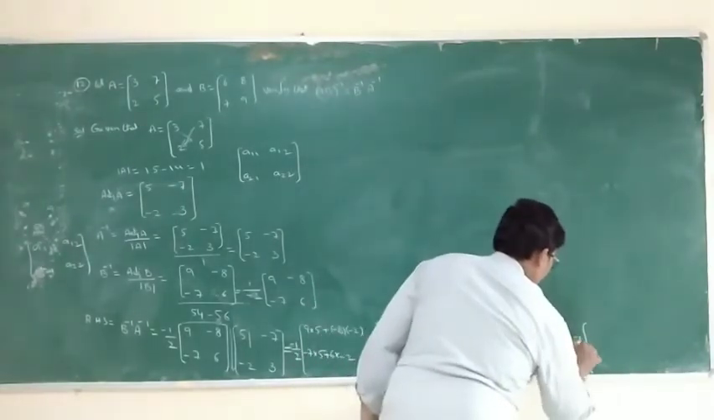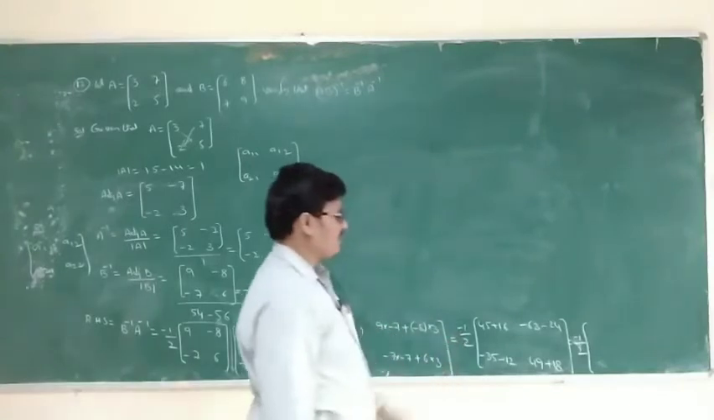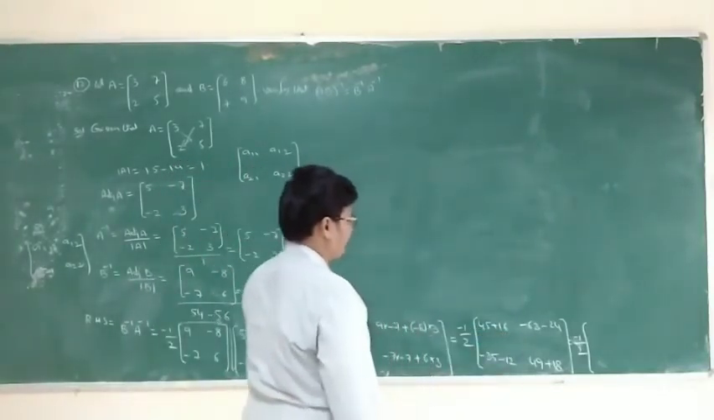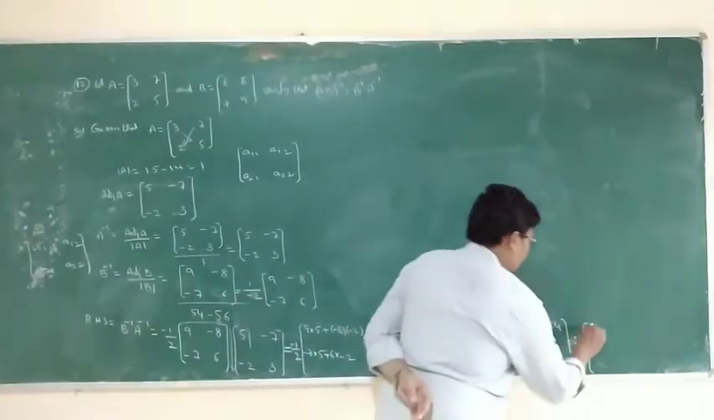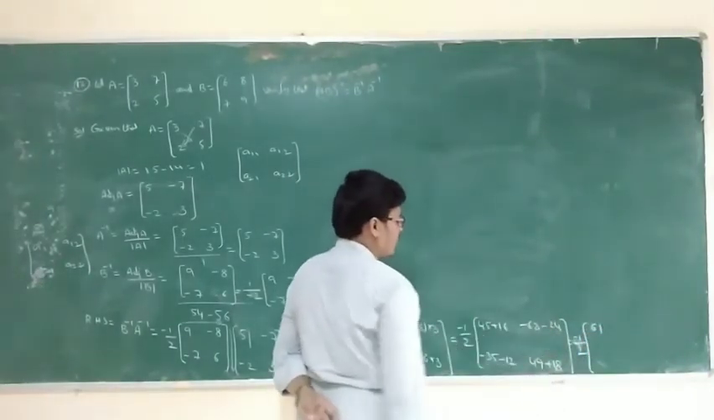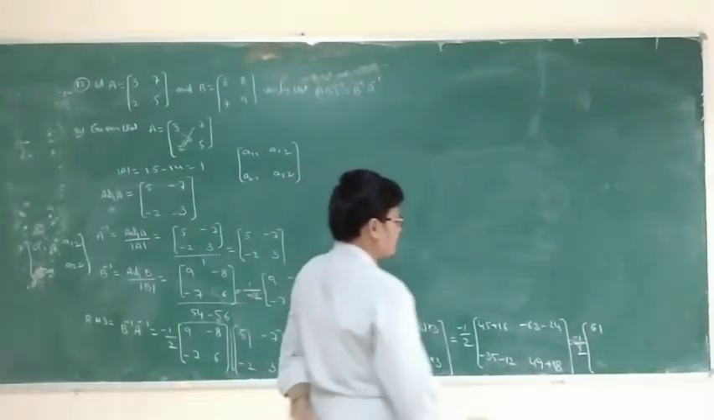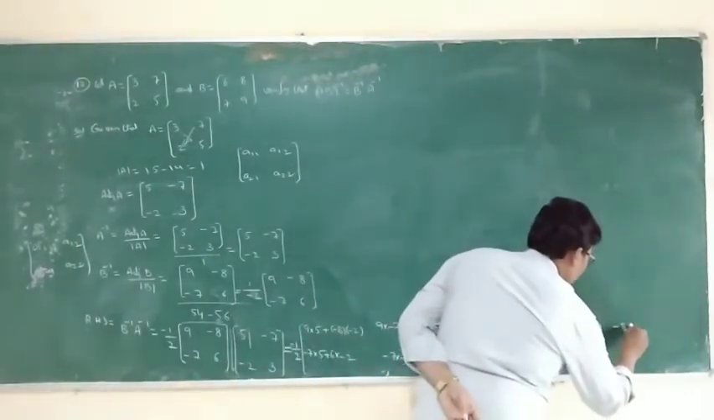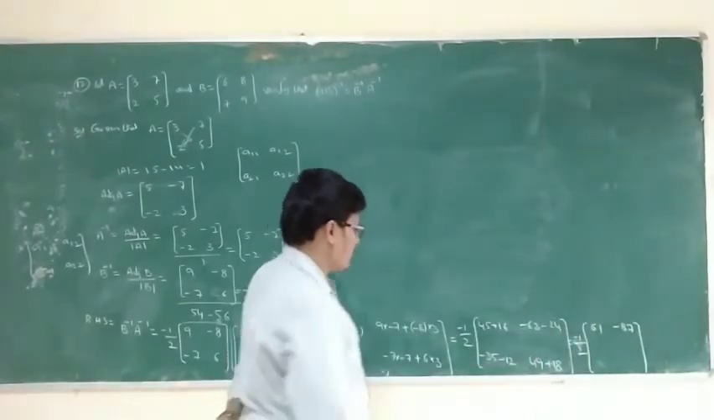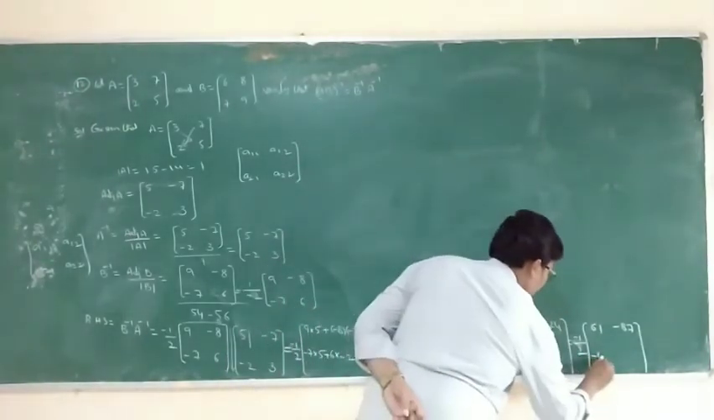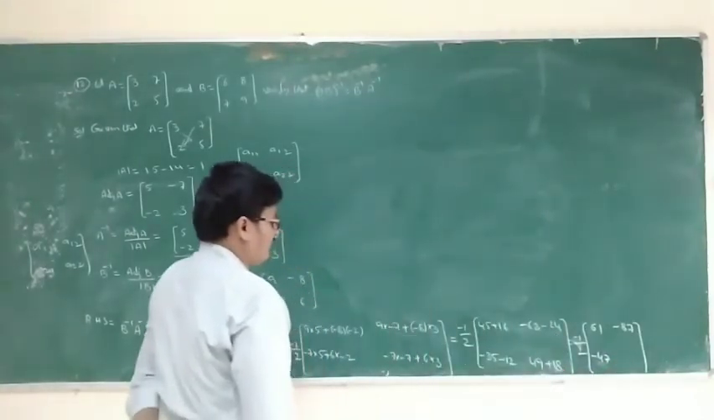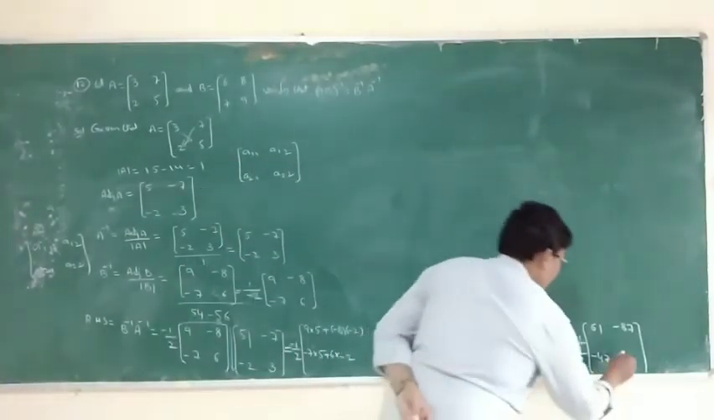So, minus 1 by 2 common, minus 1 by 2 into 45 plus 16, 61. Next, minus 63, minus 24, minus 87. Next, minus 35, minus 12, minus 47. 49 plus 18, 67.